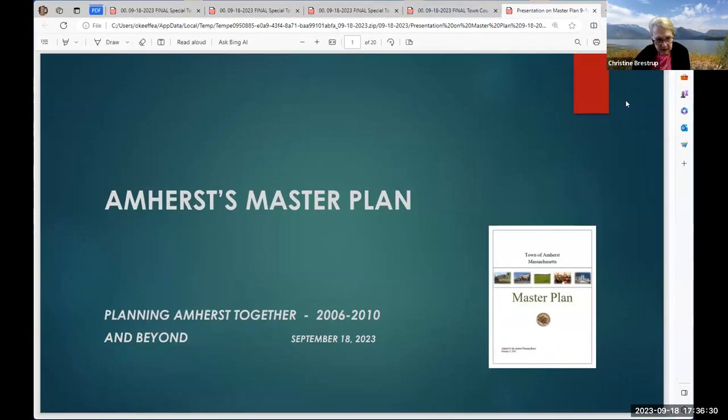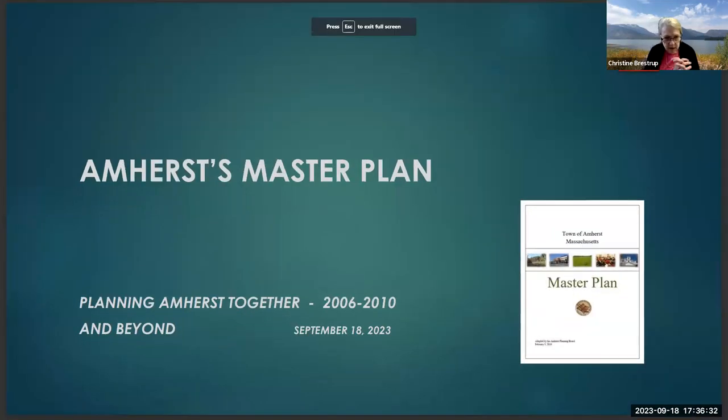Okay, so I've given this presentation a few times. It's changed a little over the years, but here we are: Amherst Master Plan, Planning Amherst Together, 2006 to 2010. And we're now on September 18th of 2023. So the master plan has served us well over the last 13 years.